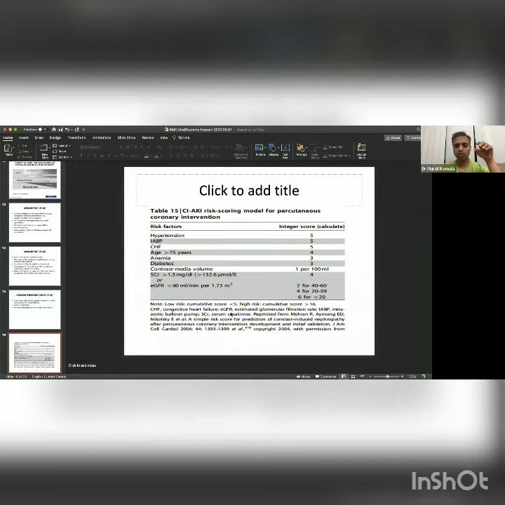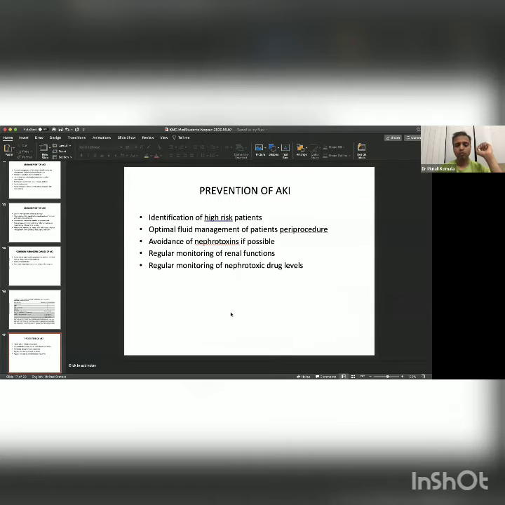So you have different apps for calculating risk. This is just one of those apps to calculate the risk of contrast nephropathy. So how do you prevent it? You identify high-risk patients, patients who are septic, patients who are older, patients who have diabetes. They're all high-risk patients. You do fluid management in the peri-procedure period, avoidance of nephrotoxins, regular monitoring of renal function, regular monitoring of nephrotoxic drug levels. And this is especially in the setting of patients who are going for any surgery.